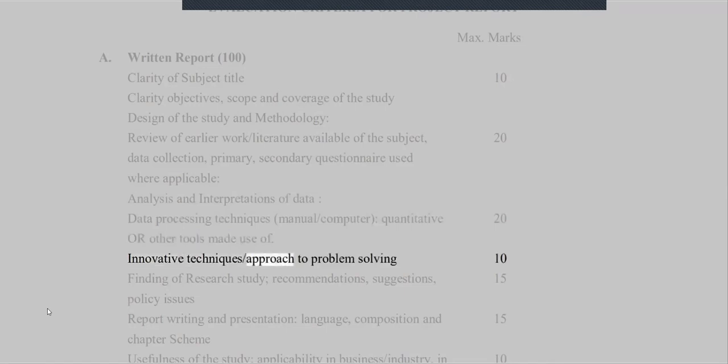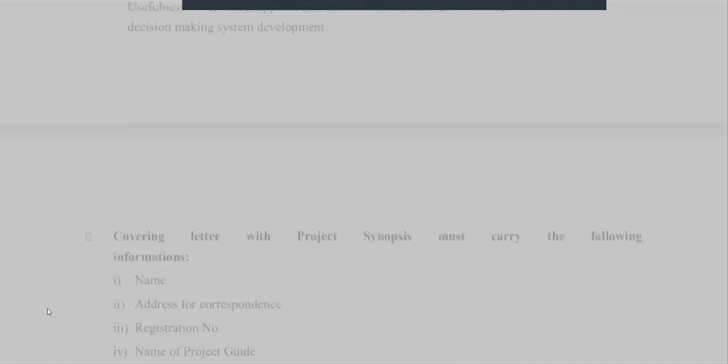Innovative techniques, approach to problem solving, 10. Findings of research study, recommendations, suggestions, 15. Policy issues, report writing and presentation, language, composition, 15. Chapter scheme, usefulness of the study, applicability in business industry, 10. Decision making system development.